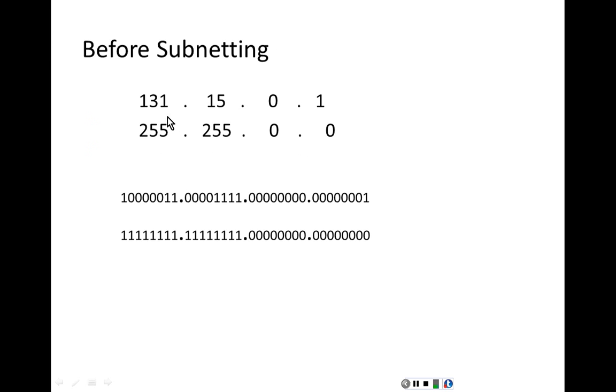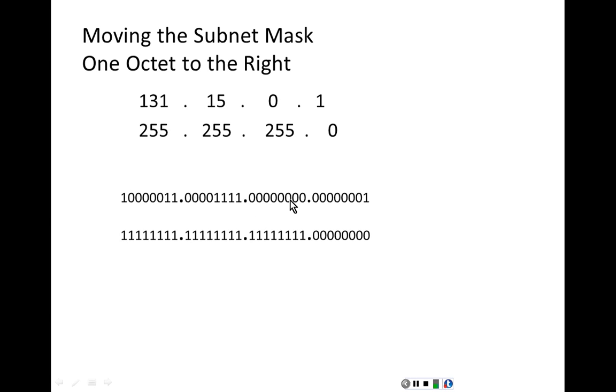So before subnetting, initially we started out with a subnet mask of 255.255 and network 131.15. And the fourth octet was being used for host ID. We really weren't making much use of the third octet. So if we push the subnet mask one octet to the right, you and I would write it as 255, but really it's pushed 8 bits to the right. Now this third octet can be used for subnet ID.